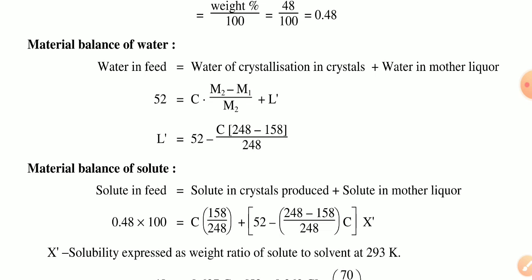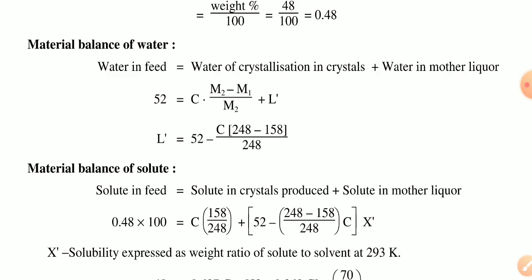Let's find out the material balance of water. Water in the feed is equal to water of crystallization in the crystal form plus water in the mother liquor. So 52 is equal to C times (M2 minus M1) by M2 plus L dash. Therefore L dash is equal to 52 minus C multiplied by (248 minus 158) by 248, since we have already found the molecular weights.